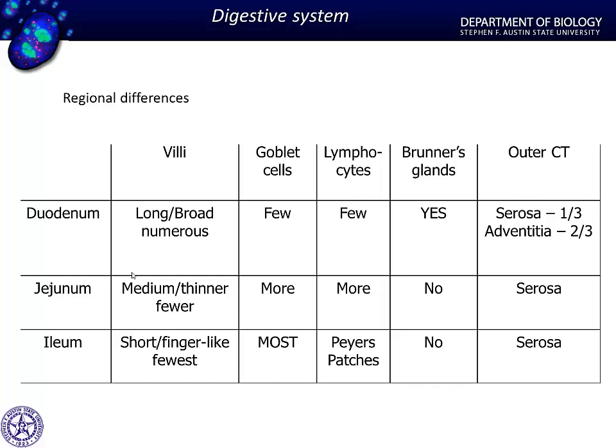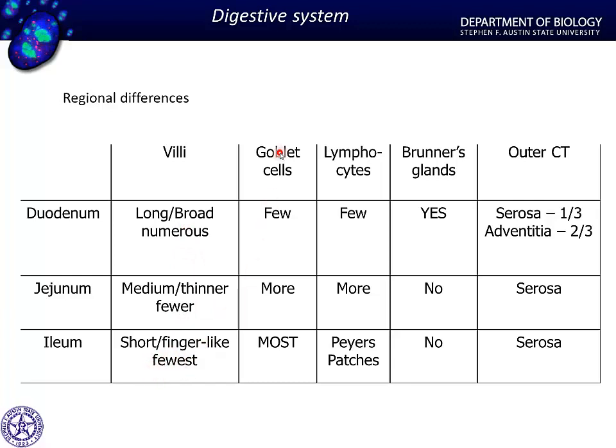So here we have a chart that I've put together. We have our three regions, the duodenum, jejunum, ileum. When we look at the villi, these are going to be the tallest. They're going to be the most broad and the most numerous. As we move downward, notice we shorten the villi. They become thinner, almost finger-like, and they become fewer in number, with the fewest being in the ileum.